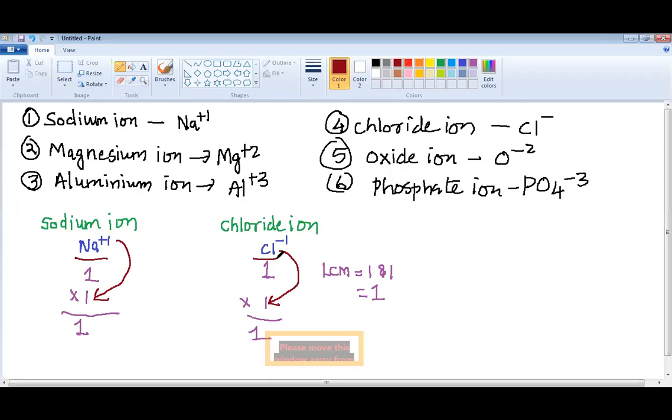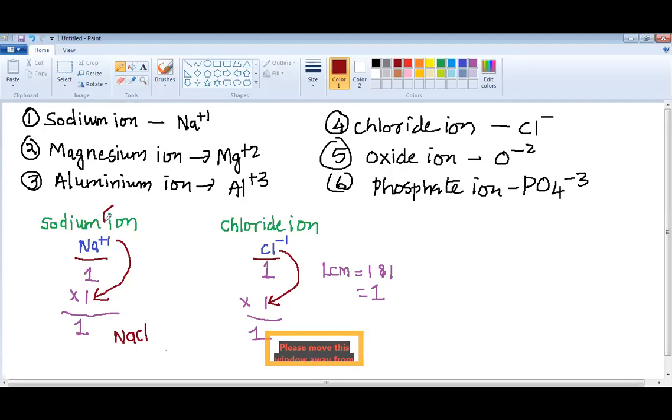So here we need Na1, we need Cl1. But this 1 we do not generally write, my dear students. So we should not write 1 and we will simply write the name of the compound NaCl. We simply write the name of this compound as NaCl.